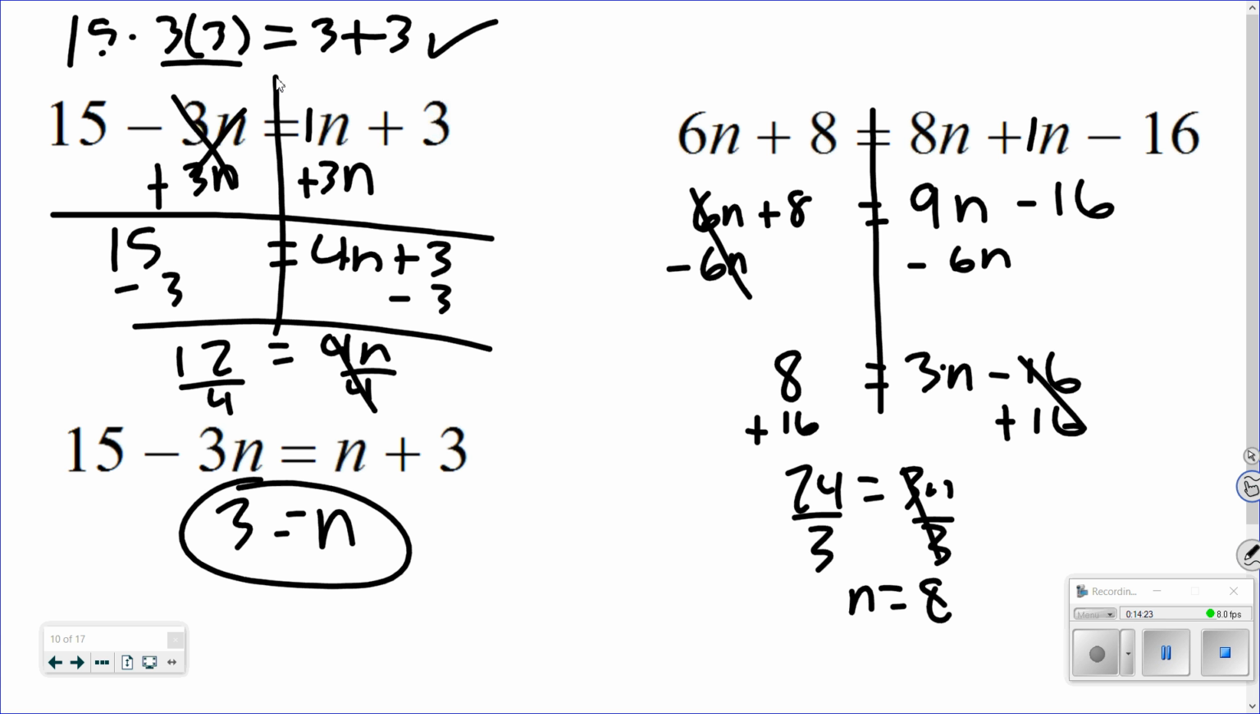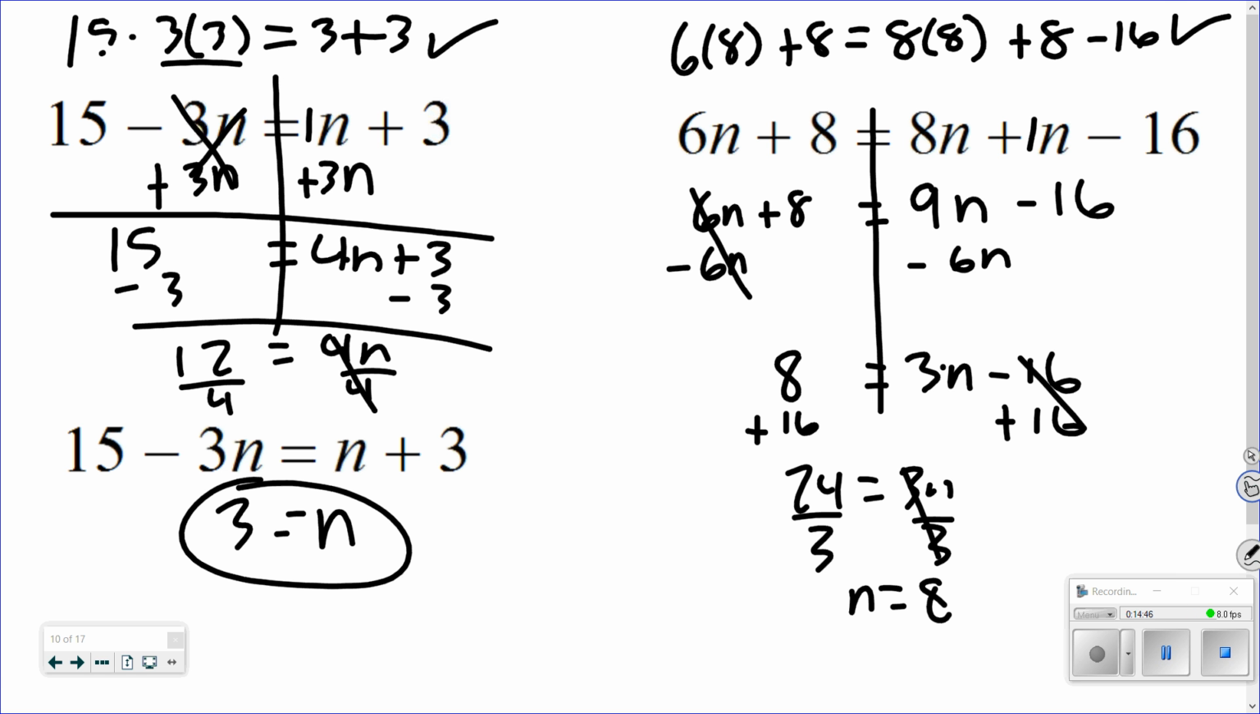Let's check and see if it works. I've got 6 times 8 plus 8. Does that equal 8 times 8 plus 8 minus 16? So that'd be 48 plus 8. That's 56. I've got 64 plus 8. That one is 72 minus 16. Get the same thing. It checks off. So we're good there.